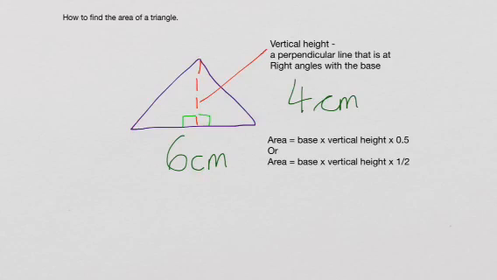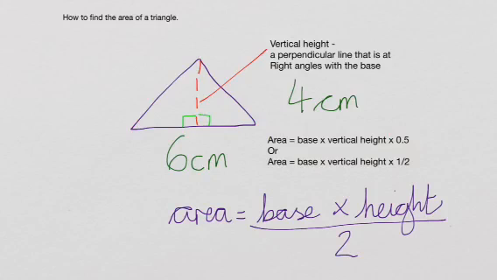Our area is worked out here as the base times the vertical height times a half, or written like this. It can also sometimes be written like this. What we have here is area equals the base times the vertical height, not just the height, the vertical height, over 2, which basically means the base times the height and then divide it by 2. So whatever the answer for this is, divide it by 2.